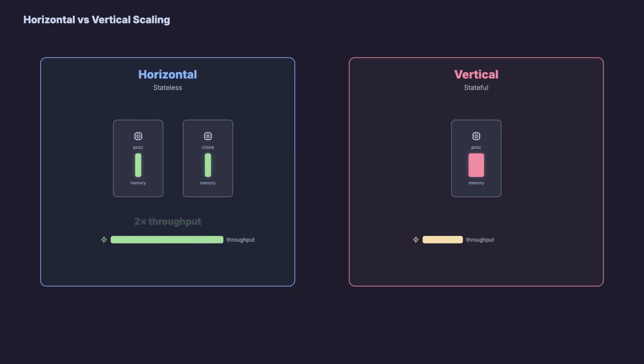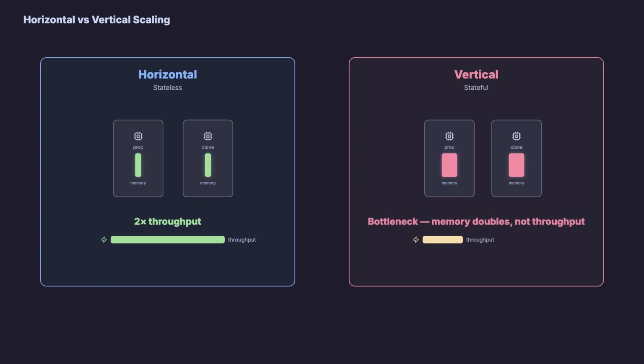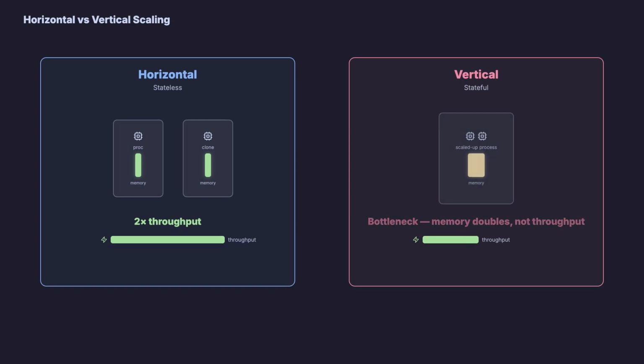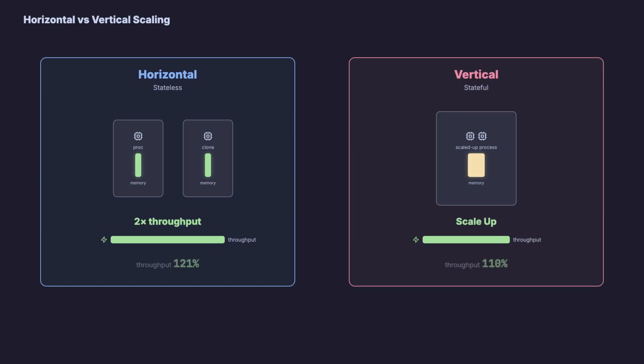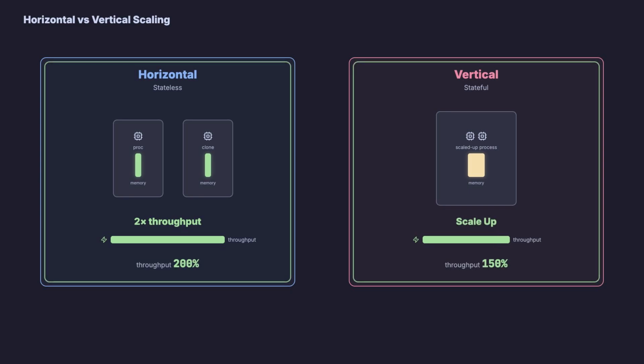A good rule of thumb: if adding a second identical process on the same machine would double your throughput because it uses a second CPU core, you have a horizontally scalable workload. If adding a second process on the same machine would double your memory consumption without doubling throughput, because the bottleneck is a single memory-hungry data structure, you need a bigger process, not more processes.